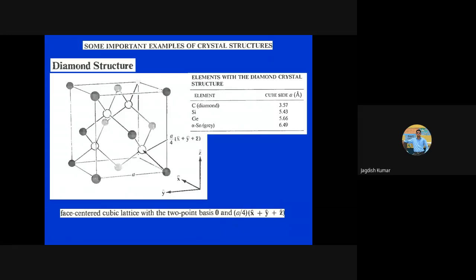Clear. Shreya says it is clear. Anyone else having any question? Okay, fine. If there is no question, let us move ahead.